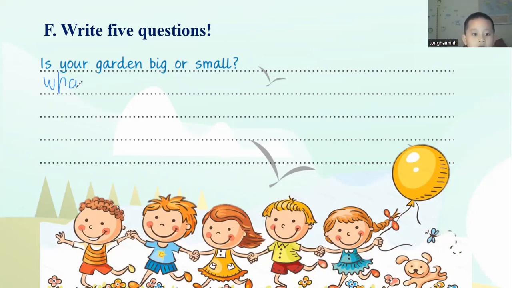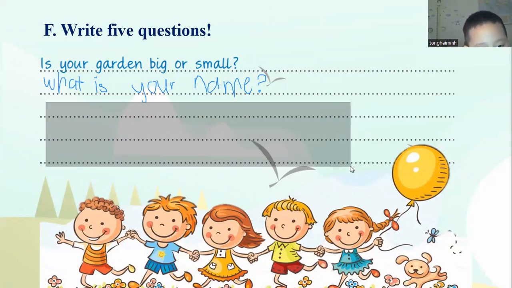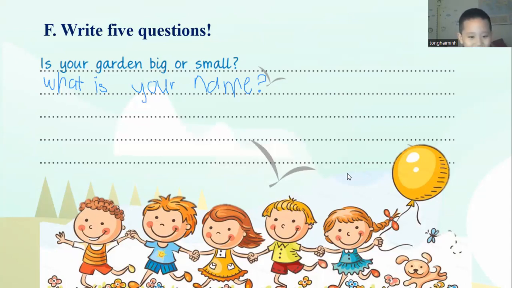Okay, for example, let me put it here. What is your name? Let me write, what is your name? Okay, so this is one question. What about the last third question? What is your question, Min? Can you please write it down? No, you're not going to answer the question. You will write your own question here. Okay, can you please write your question? What would be your question, Min?